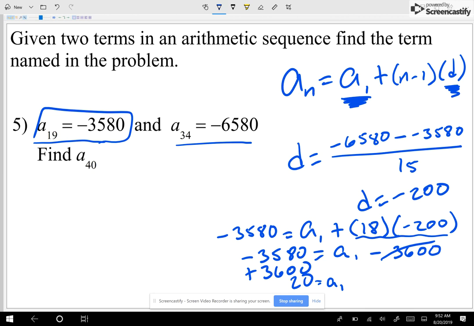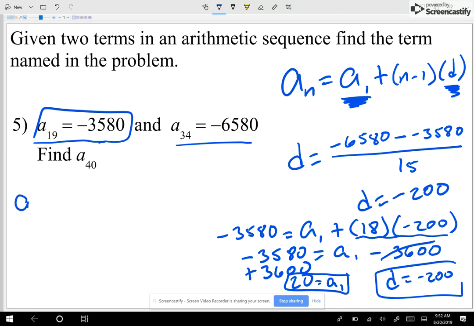Vanessa, we're good? Yeah. So I know a's of 1 is 20. I know our difference is negative 200. I know my first number and I know my difference. Now I can find out any number that I want on the formula. I'm asking you guys in this case to find the 40th number.